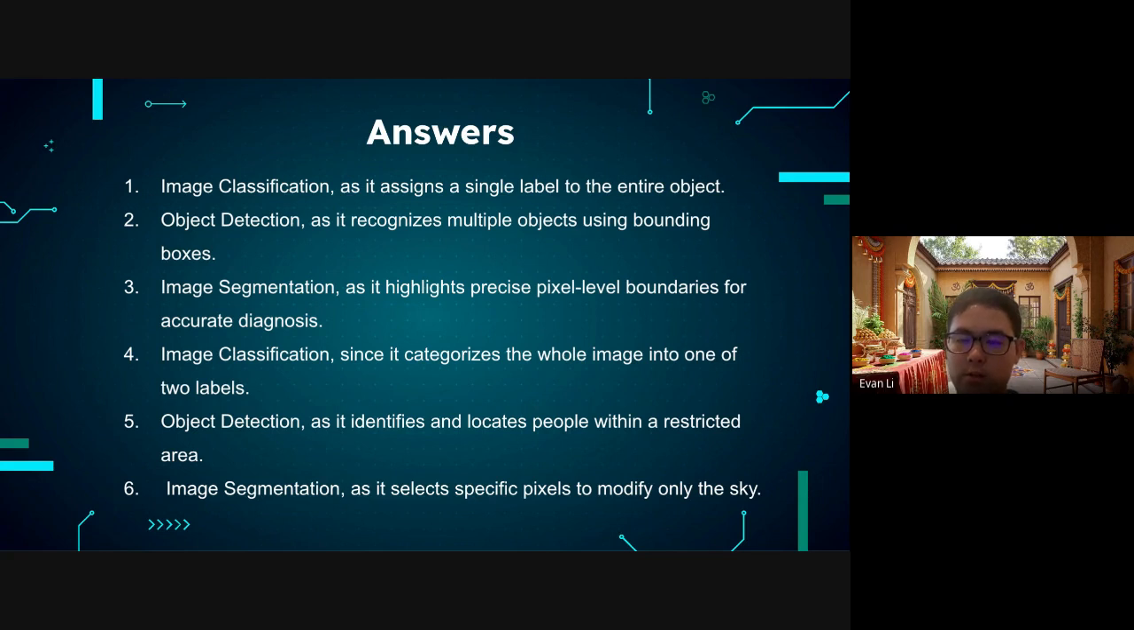The second scenario, where a self-driving car identifies all cars, pedestrians, and traffic lights on the road, clearly demonstrates object detection. The car needs to perform more than just recognizing the presence of these objects. It must also determine their precise location within the car's visual field.